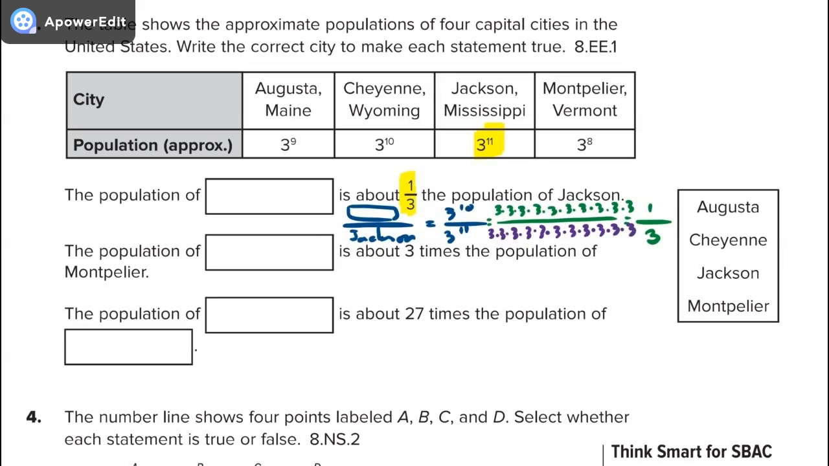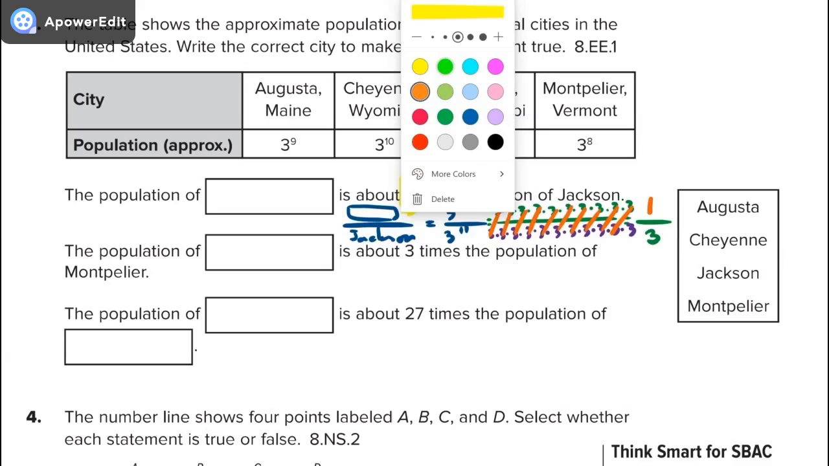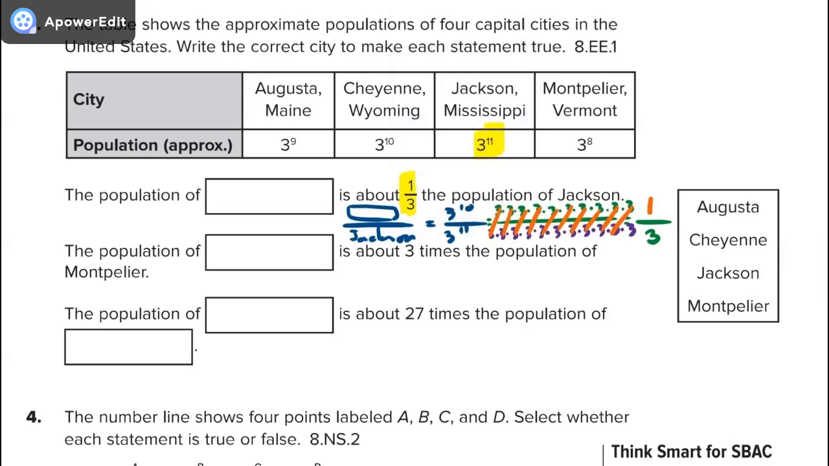Then each of them divides out, 3 divided by 3 is 1. So the remainder on top is going to be 1, and the leftover at the bottom, or at the denominator, is going to be 3. The city that has a population of 3 to the 10 power is Cheyenne. So my answer for the first statement is going to be Cheyenne.